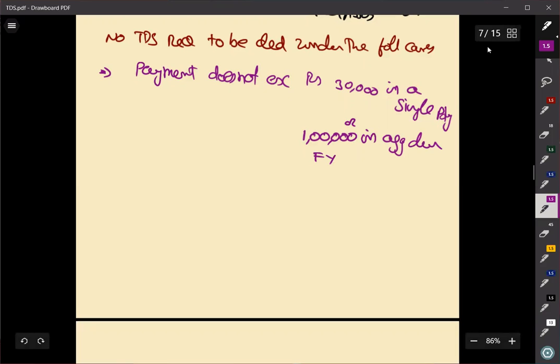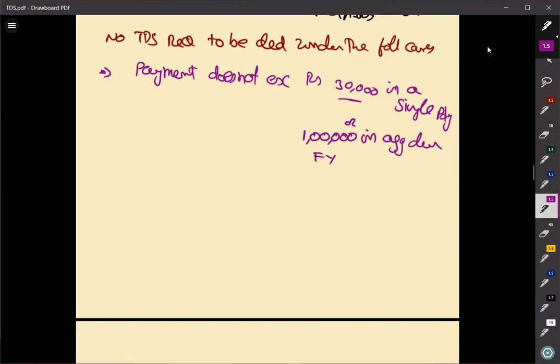During the entire financial year, whatever money I pay to the caterer, if the total does not exceed 1 lakh, then ultimately I need not deduct the TDS. It's not periodical. Say some annual day is happening in your company, and you are engaging a caterer for that event. Then it will be a single payment. If the single payment does not exceed 30,000, no need to deduct TDS.